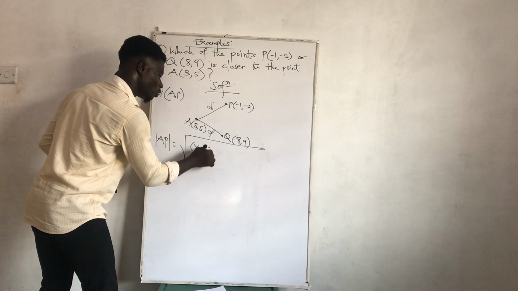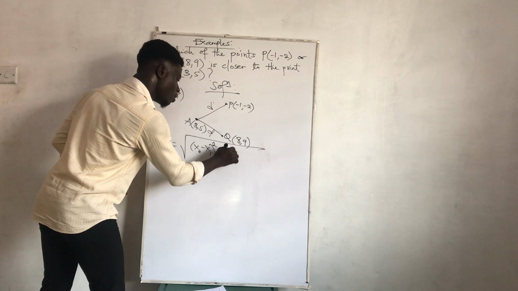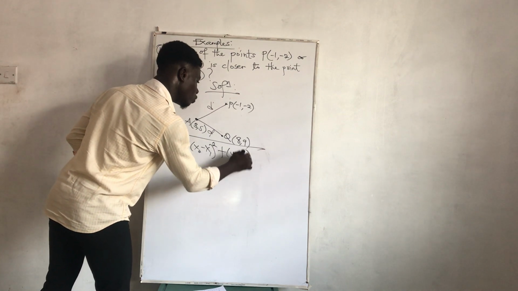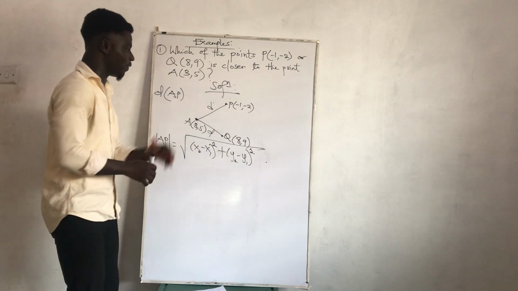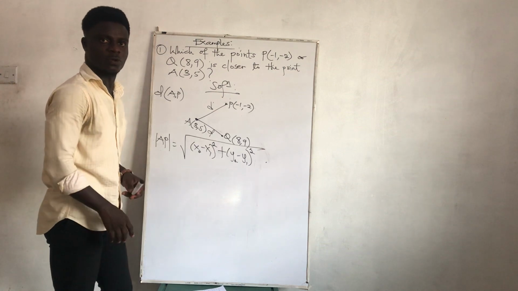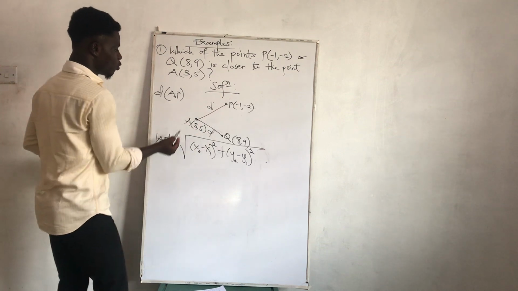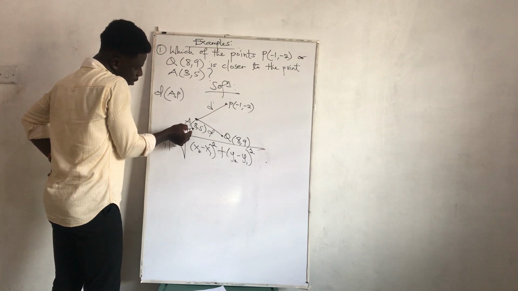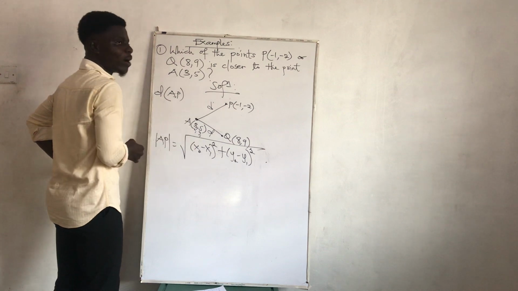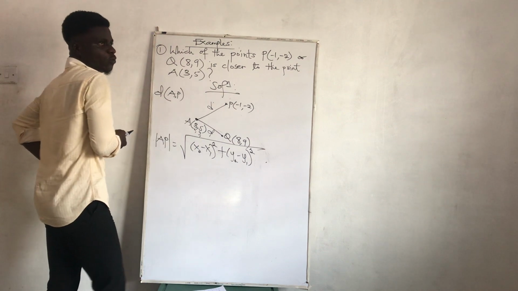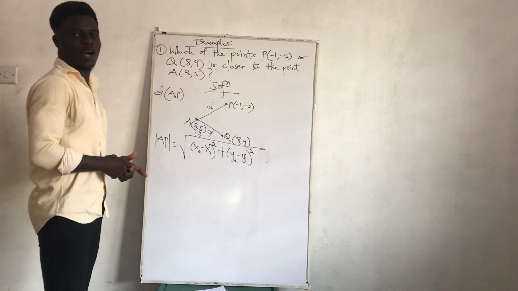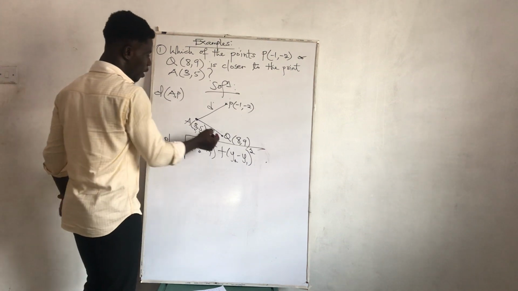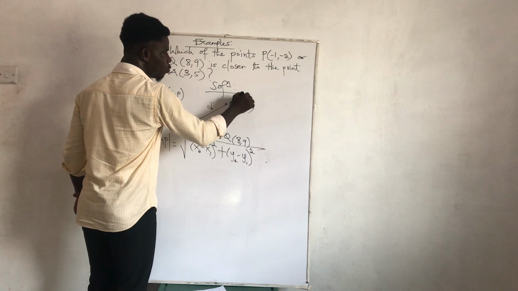The formula is the square root of (x2 minus x1) all squared plus (y2 minus y1) all squared. So we are finding the distance of AP, so we exclude Q; we are not concentrating on that. We have x1, y1 because that's the first value, our x coordinate, then the second value is our y coordinate. So x1, y1, then here x2, y2.